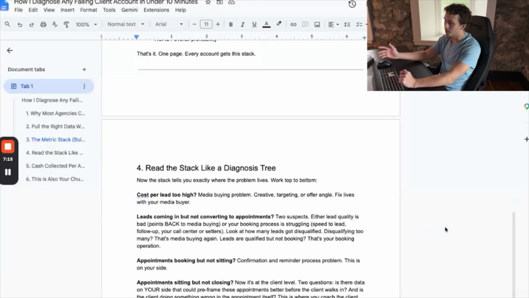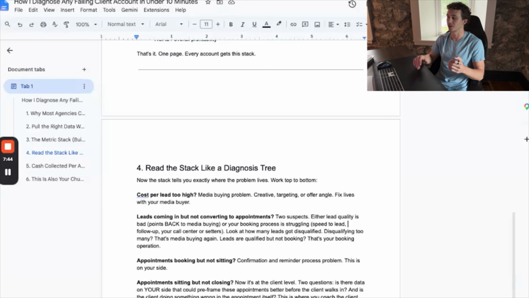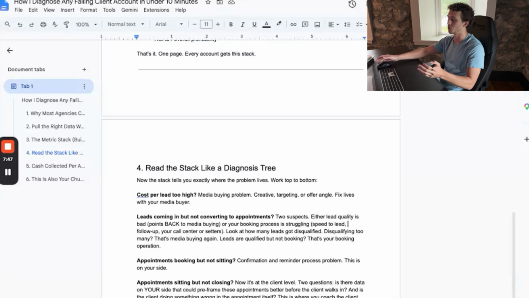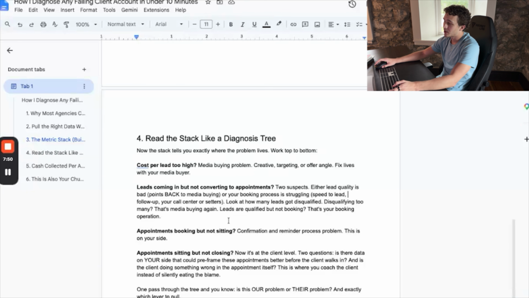So maybe we have leads coming in, but they're not converting into appointments, right? There are two suspects here. Either the lead quality is bad, which points back to the media buying, or the appointment booking process is struggling: speed to lead, follow-up, my call center or my setters are struggling. There's a disconnect somewhere. And then we can look at how many leads got disqualified. Are we disqualifying too many, too heavily? Maybe they're coming in and we're disqualifying them for legitimate reasons, which points right back to media buying again. And if the leads are qualified and they're not booking, then that would be the call center operation, of course.